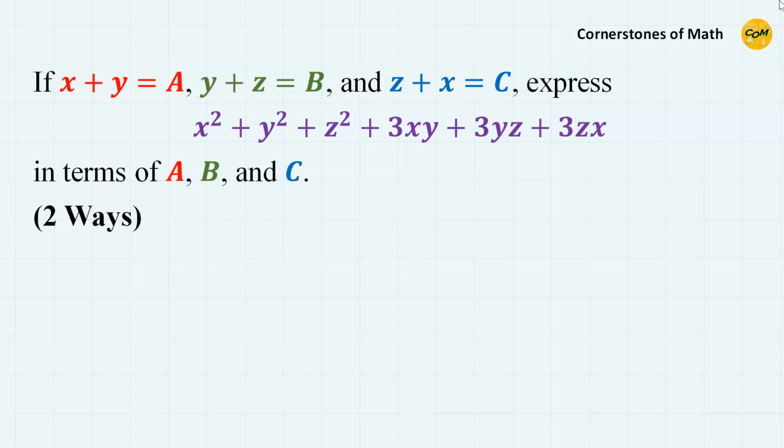Today we will solve the following problem. If x plus y equals a, y plus z equals b, and z plus x equals c, express x squared plus y squared plus z squared plus 3xy plus 3yz plus 3zx in terms of a, b, and c.